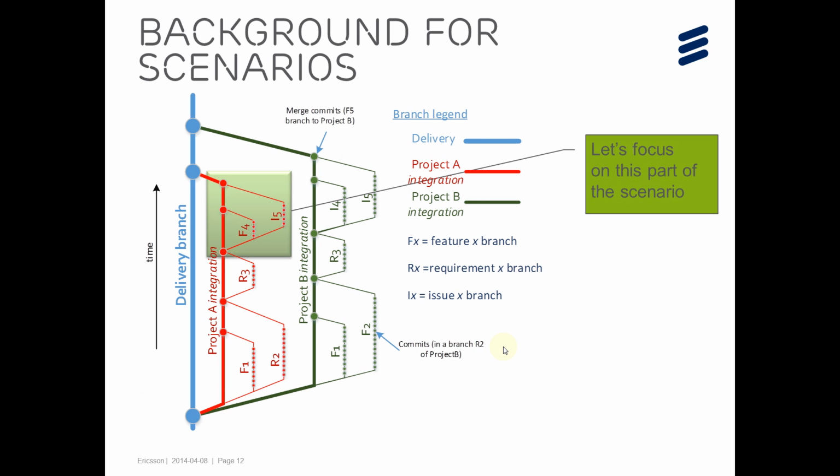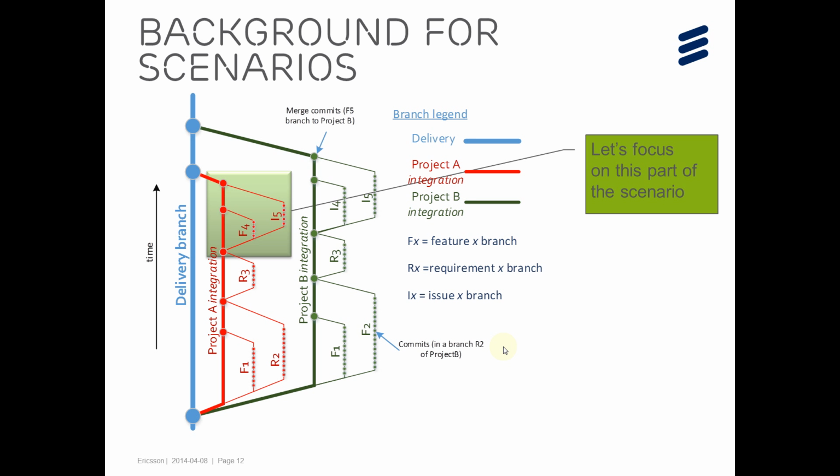For example, we assume here we have a project A, and for that purpose we are using the project A integration branch. We can also have another project B integration, which we will not look at this point, but we will focus on the highlighted area on the screen.